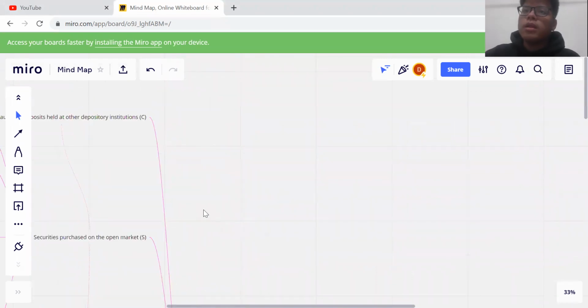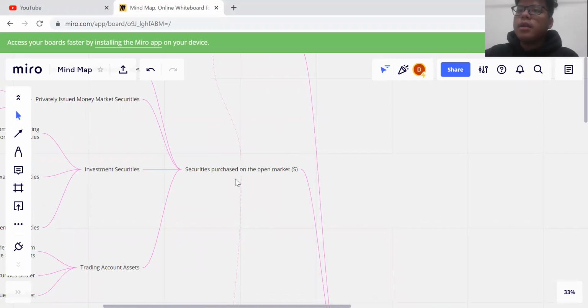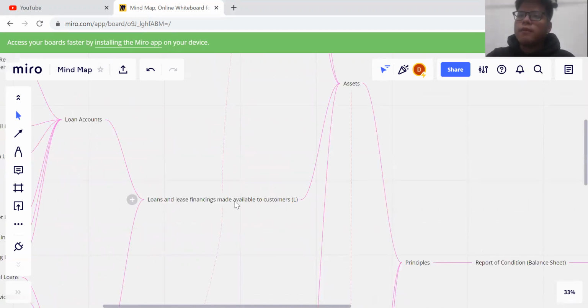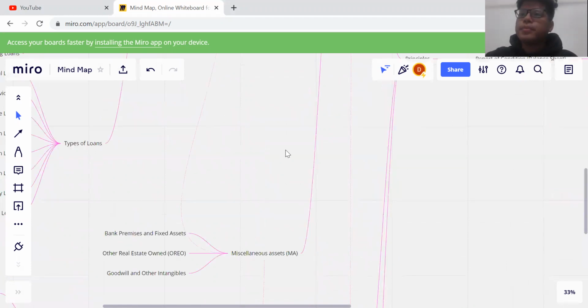In assets, we can see that we have four parts. The first is cash and deposits held at other depository institutions. We can call it C. The second is securities purchased on the open market. We can call it S. The third is loan and lease financing made available to customers. We can call it L. And the last is miscellaneous assets. We can call it MA.